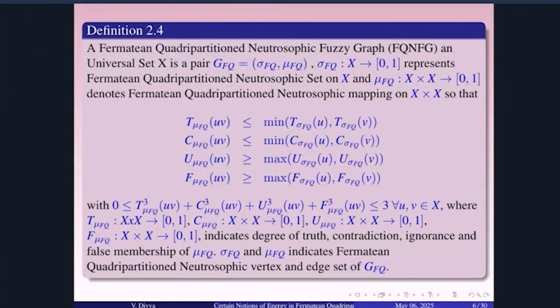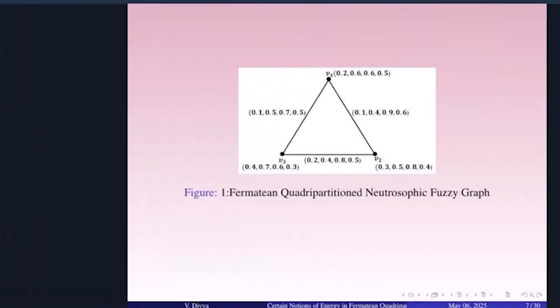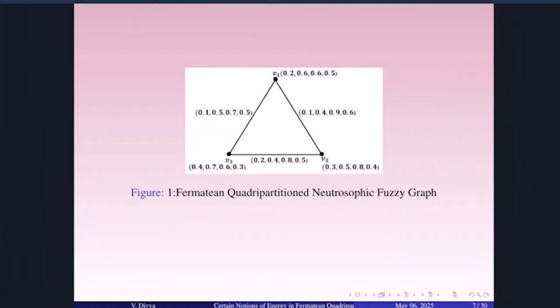And this is Fermatean quadripartition neutrosophic fuzzy graph. Here we have 4 memberships: truth, contradiction, ignorance and falsity, and it has to satisfy the condition 0 ≤ t^3(u_b) + c^3(u_b) + u^3(u_b) + f^3(u_b) ≤ 3. And this is the diagrammatic representation of Fermatean quadripartition neutrosophic fuzzy graph.